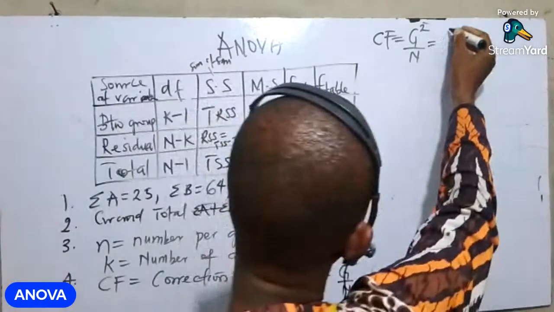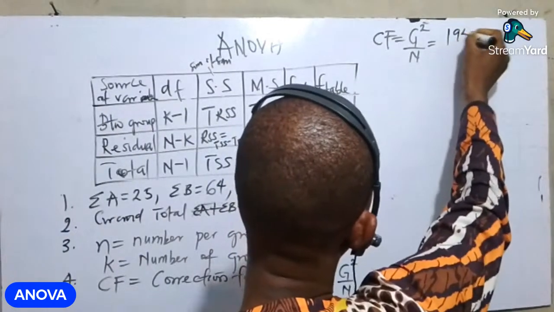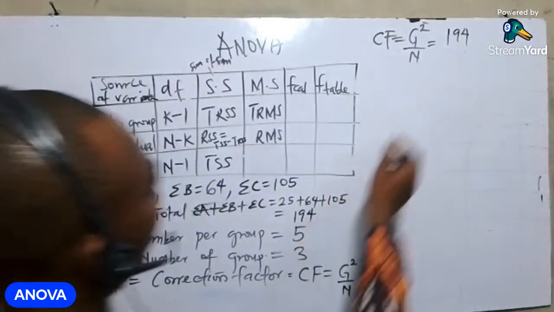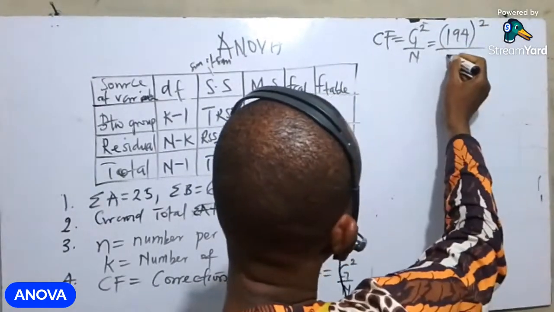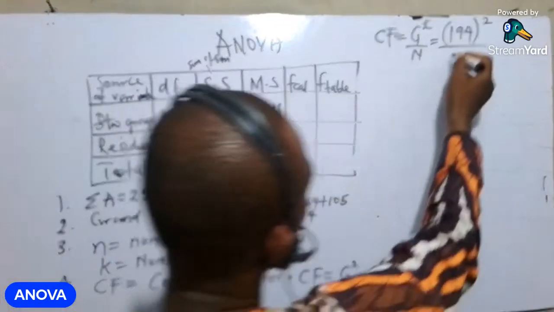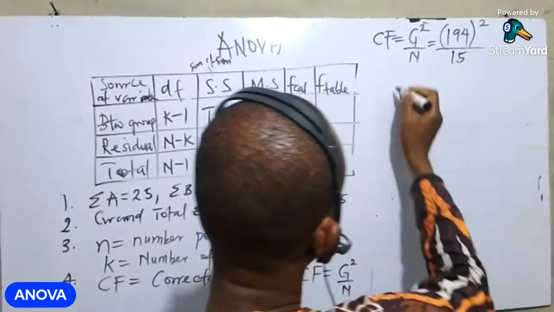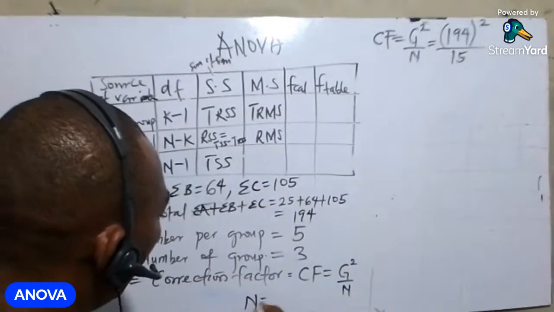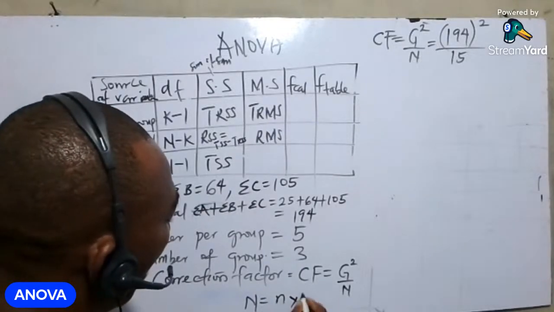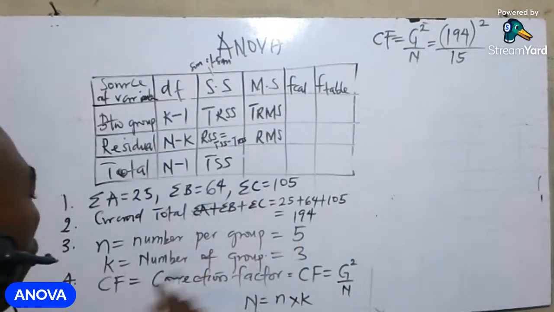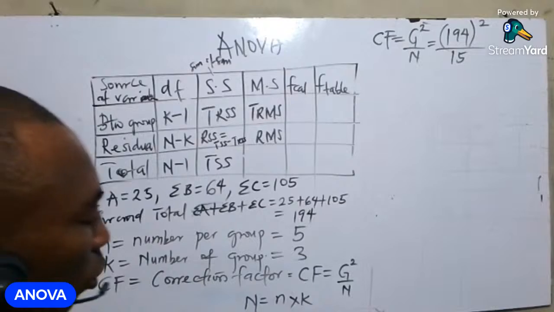So our grand total is 194, squared, to be divided by 3 multiplied by 5, which is 15 here. So our N is equal to the small n multiplied by k, the number per group multiplied by the number of groups, which is 15. That's how we get here.